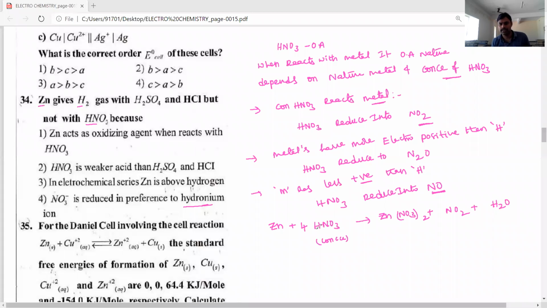See here, 4 moles of zinc react and 2 moles of NO2 will form, and 2H2O. Here, this HNO3 is reduced into NO2 due to the formation of hydronium ions or nascent hydrogen atoms. But this does not liberate hydrogen gas, and H2 gas does not form.